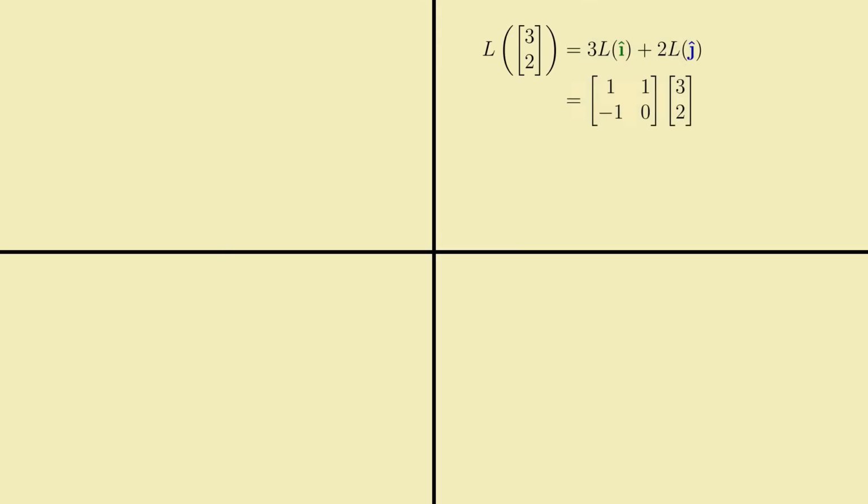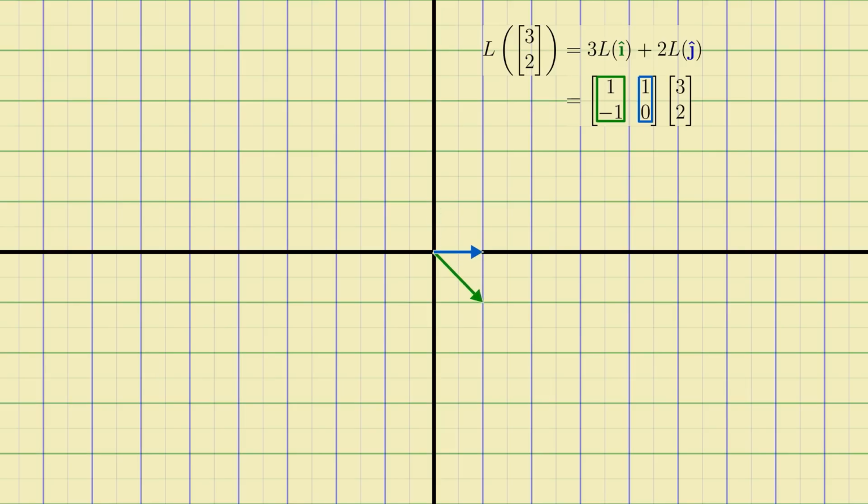Matrices represent linear transformations in that taking a matrix and multiplying it by a vector expressed as a column matrix applies a linear transformation to that column vector. The linear transformation it applies can be read off the columns of the matrix. The first column tells you where i hat lands. The second column tells you where j hat lands.